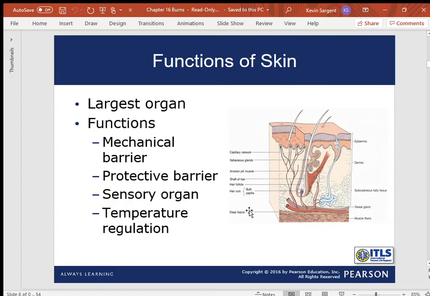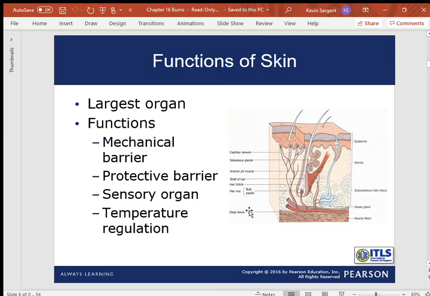Functions of our skin, also known as the integumentary system, the biggest system in our body. It provides that mechanical barrier, so it protects us from foreign invaders. It helps us with thermal regulation. It's a sensory organ, so we can sense hot, we can sense cold, we can feel pain, things like that.